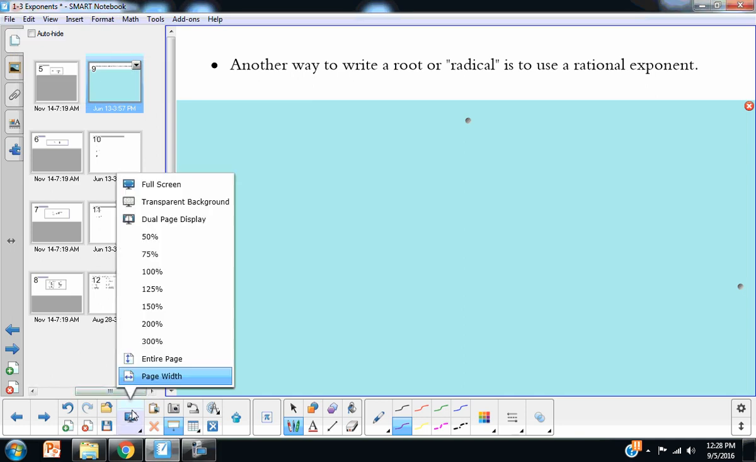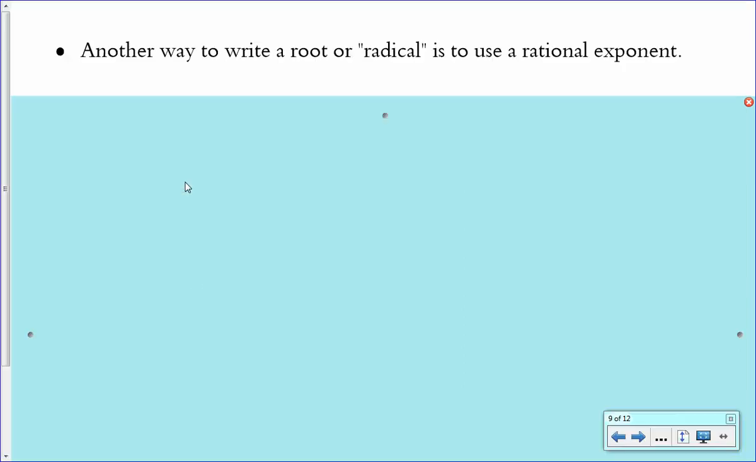Okay, so in this video, we're going to finish our notes about exponents by talking about rational exponents, which means exponents that are fractions. So a rational exponent is just another way to write a root, and I'll show you where the notation comes from.